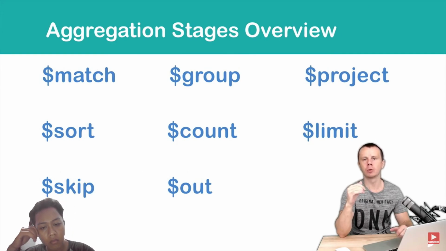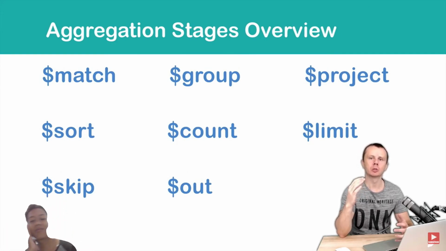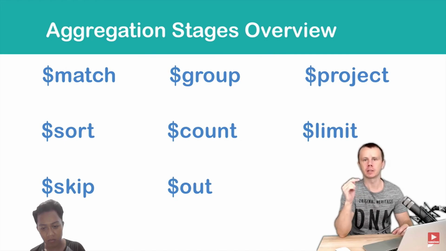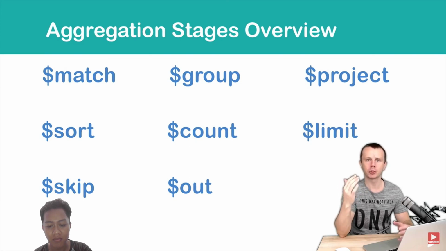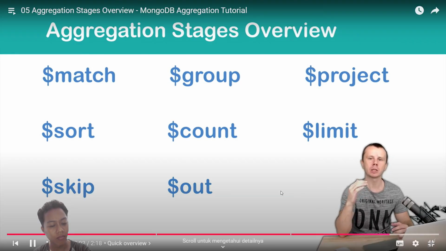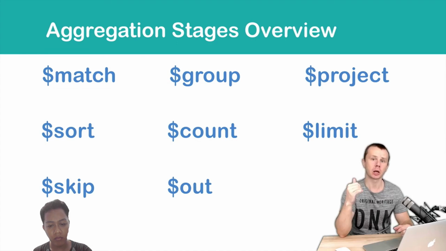Let's make a quick overview of some stage operators that are used in the aggregation framework. Match. It is used to filter documents by a certain query. Group. Groups documents by certain criteria. Project. Filters fields in the documents. Sort. Sorts objects. Count. Counts the number of objects or documents. Limit. Limits the number of documents. Skip. Skips a certain amount of documents. Out. Writes the result of the aggregation into another collection. No worries, we will talk about each of those operators later in the course.